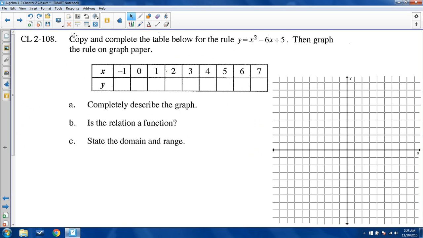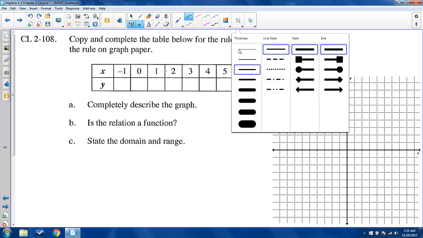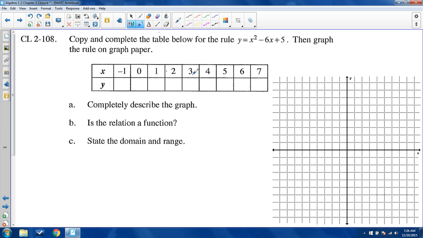Okay, number 108, copy and complete the table below for the rule y equals x squared minus 6x plus 5, then graph the rule on graph paper. Here's my graph paper, then we'll answer these questions. Okay, I'm going to do a lot of mental math, so feel free to write stuff down as you need to.